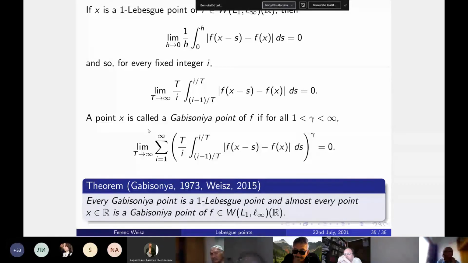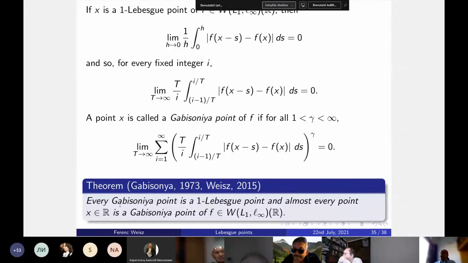Okay, a point x is called a Gabisonia point if, for all gamma greater than 1 and smaller than infinity, the sum of this expression to the power of gamma over all positive integers i, the limit of this sum, is equal to 0. This could be very strange, but you can see again that this definition depends only on f, not on the summability methods.